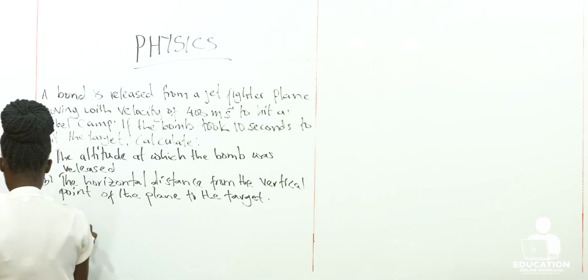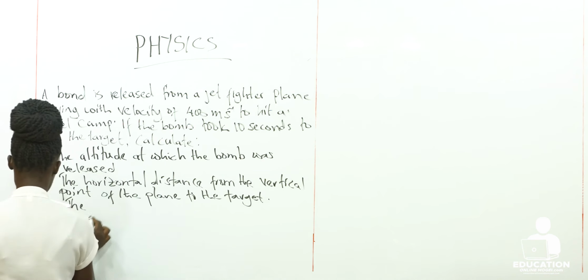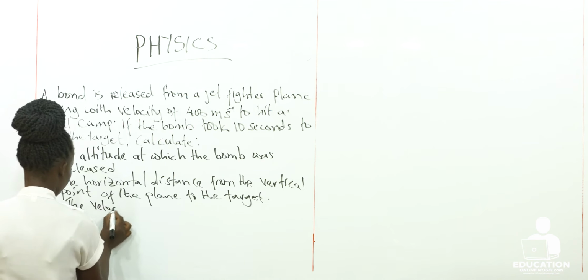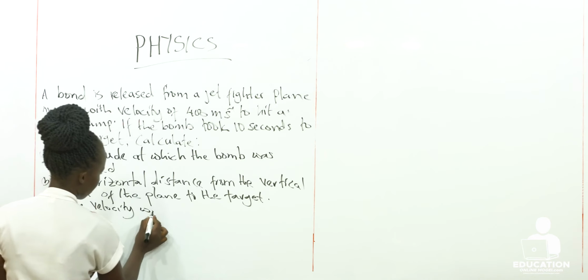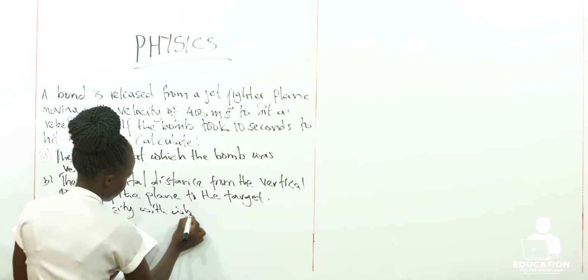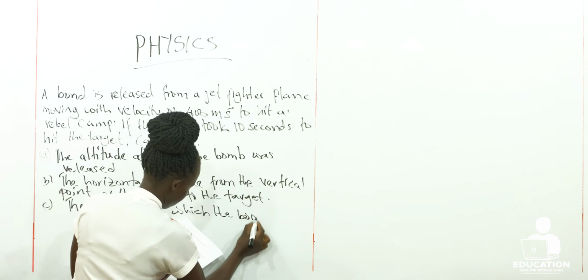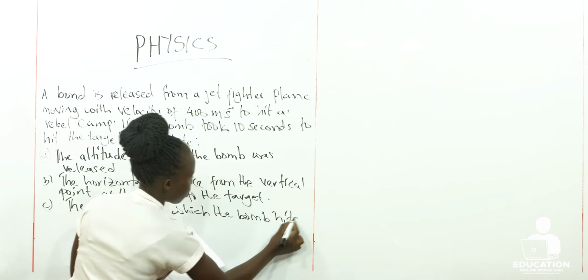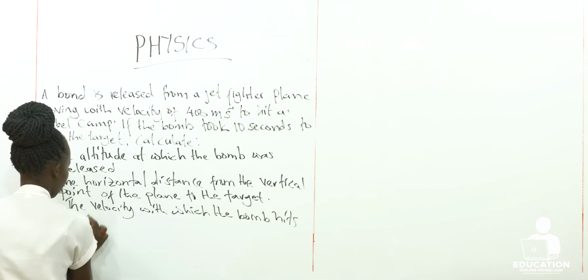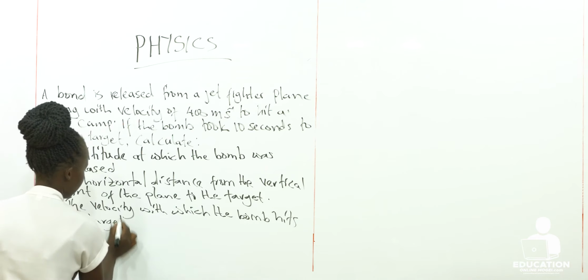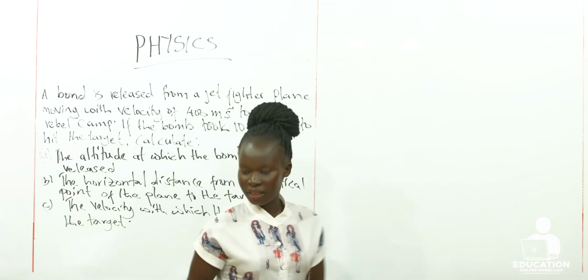We have C as the velocity. We need to calculate the velocity with which the bomb hits the target. So that is our question.